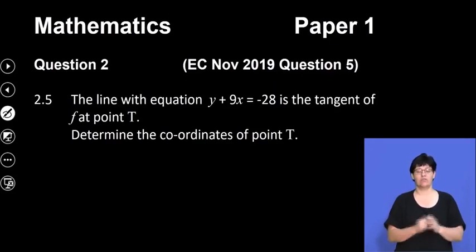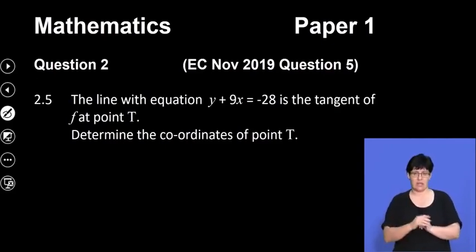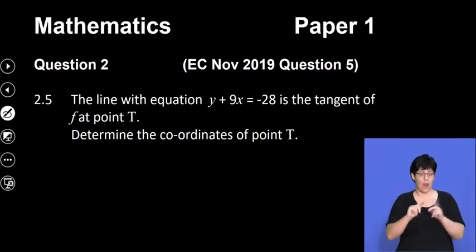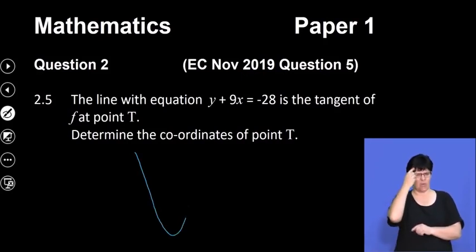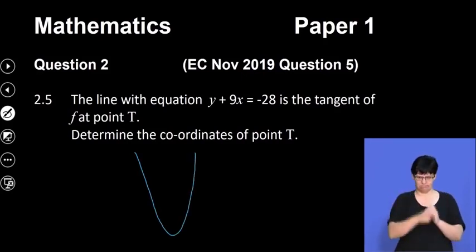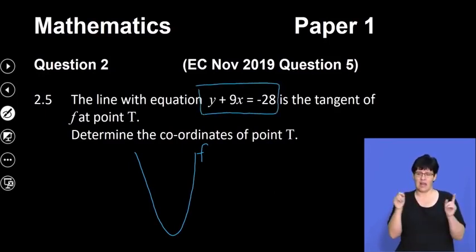Okay, the line with the equation y plus 9x is equal to negative 28 is the tangent of f at point T. Determine the coordinates of point T. Okay, so let's just think about what's going on here. We have this parabola, and there's a point T, and a tangent is touching this function f at that point T. If we look at this line, let's get that in standard form.